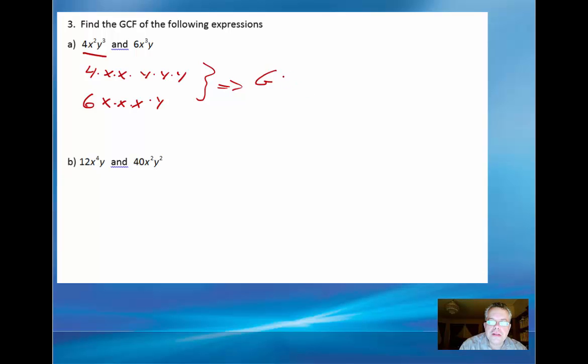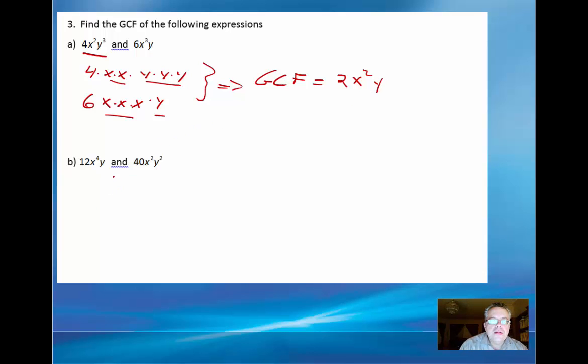So to find the greatest common factor, find the greatest common factors of the numbers. I picked small numbers, so this would be easy. 4 and 6, the greatest common factor is 2. Now, look at the variables. This has 2 x's. I can tell that from the exponent. This has 3. So I have 2 factors of x in common. This has 3 factors of y. This has 1, so it's 2x squared y.